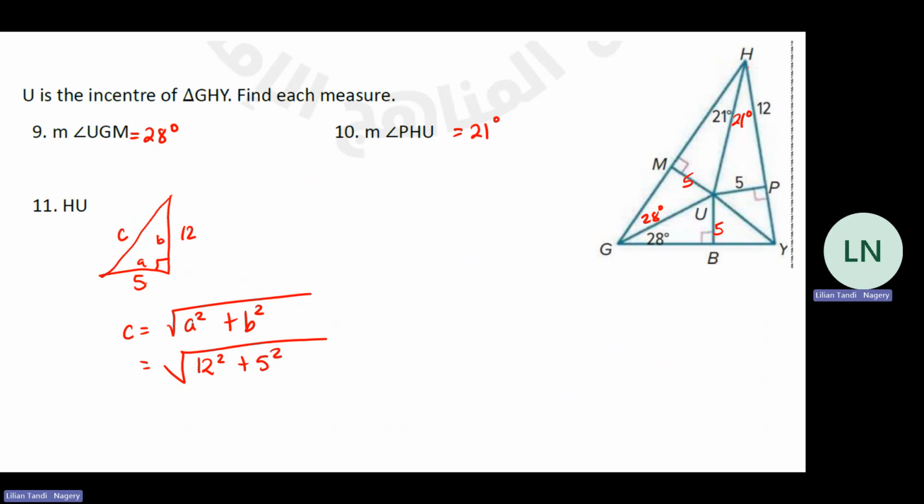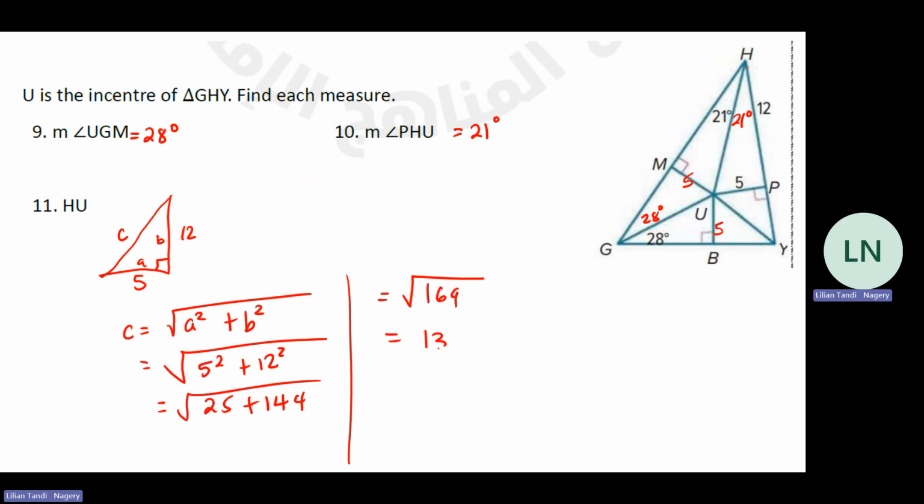I interchanged my numbers. Make sure you put the numbers correctly. 5 squared plus 12 squared. This is 25 plus 144, which is the square root of 169, which is equal to 13. You box your answer. Just like that. Okay. All right, let's move on.